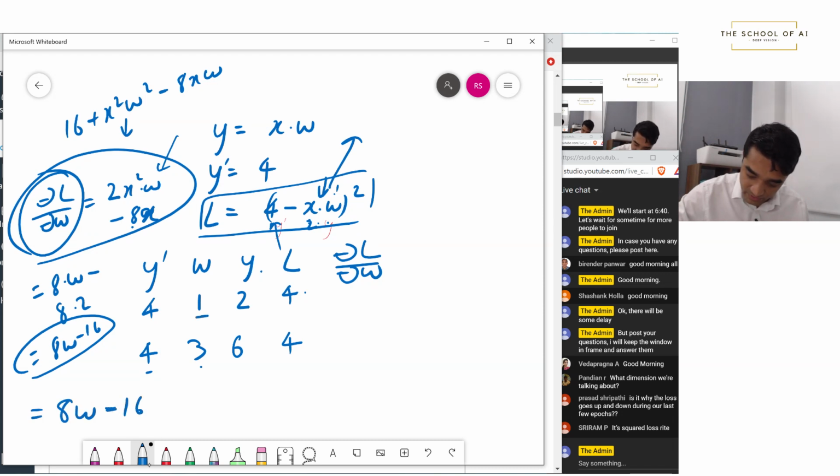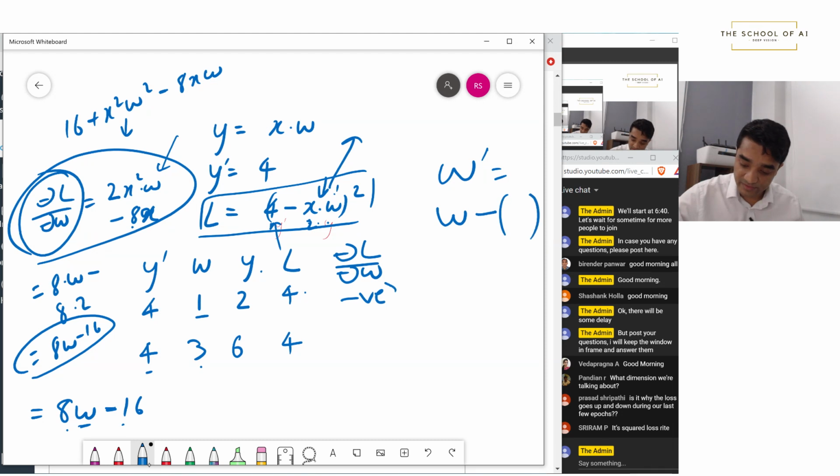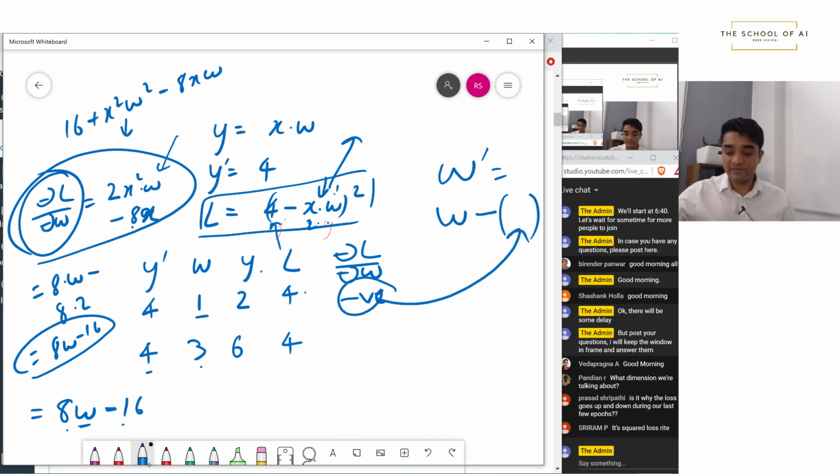Now if w is equal to 1, we have 8 minus 16, which is minus 8, right? Which means the derivative is actually negative. Let's look at a w update. W update is equal to w minus this value, which means the negative of negative is what we are going to add. Negative of negative is positive, which means we want w to increase, and that is what we see here, right? Our w is equal to 1, but we know if we want to solve this equation, our w needs to be 2, and that is directly coming from the equation. So this is negative here.